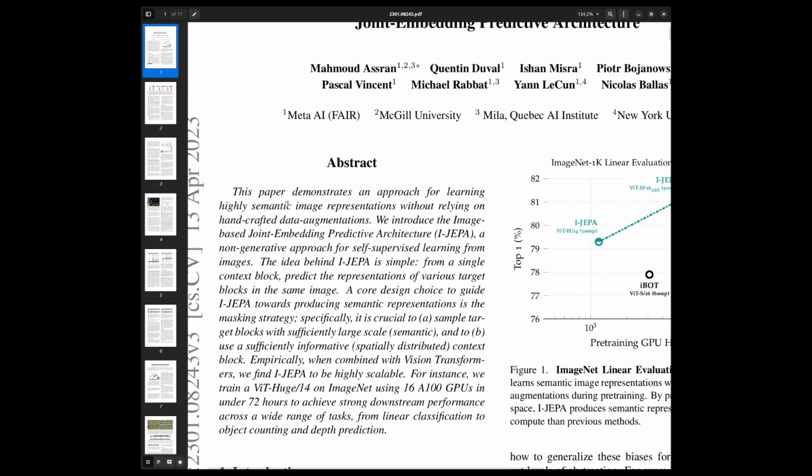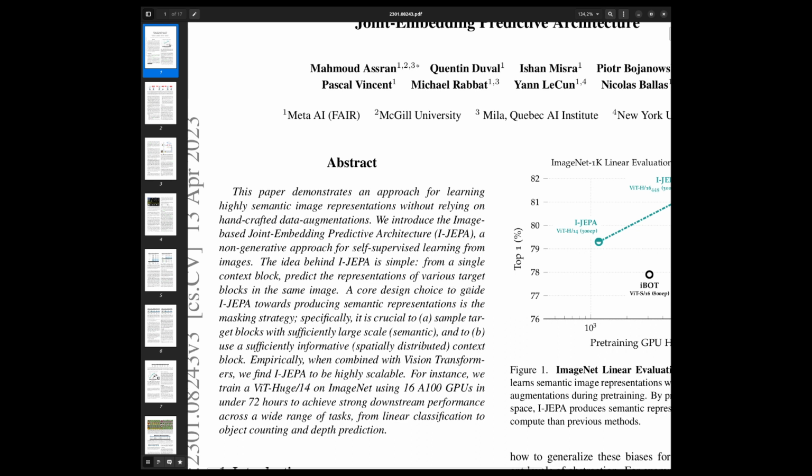So this paper demonstrates an approach for learning highly semantic image representations without relying on handcrafted data augmentation. We introduce the Image-based Joint Embedding Predictive Architecture, I-JEPA, a non-generative approach for self-supervised learning from images. The idea behind I-JEPA is simple: from a single context block, predict the representations of various target blocks in the same image.